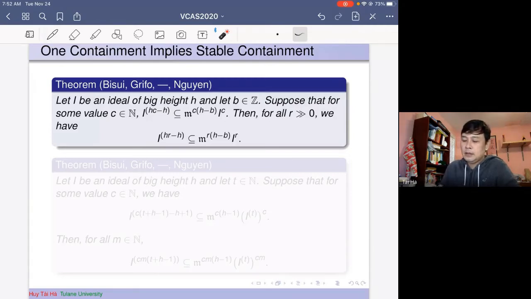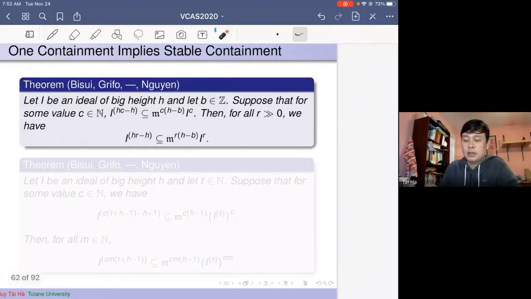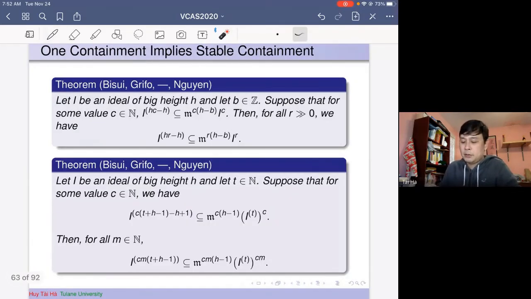Okay, and this looks like the simple version of the Harbourne-Huneke conjecture. For the strong version of the Harbourne-Huneke conjecture, unfortunately, we cannot prove the same thing because we couldn't find the appropriate containment, so containment implies stable containment. What we could prove is that if you have a stronger containment, as you can see that the power here is slightly smaller than the power here, then you have the desired containment for infinitely many values of r, right? So you can look at r being a multiple of this constant C.